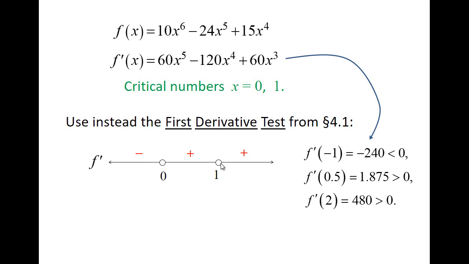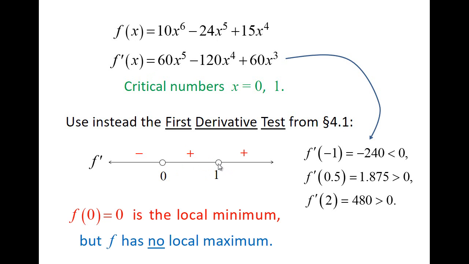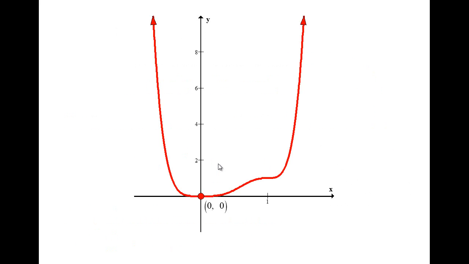Now notice that at 1, the function is continuous, and it increases from 0 to 1, but then it keeps increasing from 1 to infinity. So we don't really have a local max or min at 1. So f of 0 is the local minimum, and f has no local maximum. And let's look at the graph of this function. So this is how it looks.